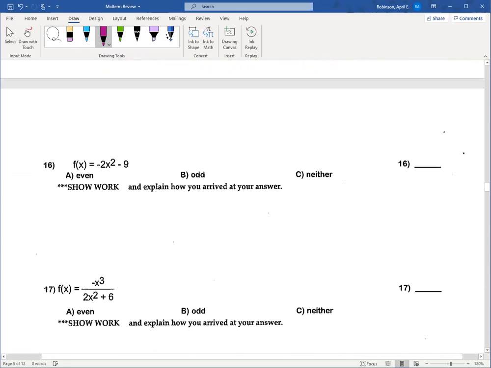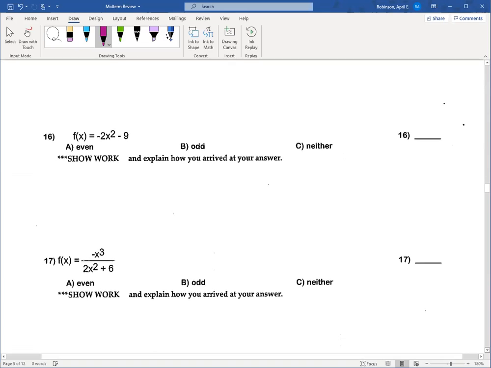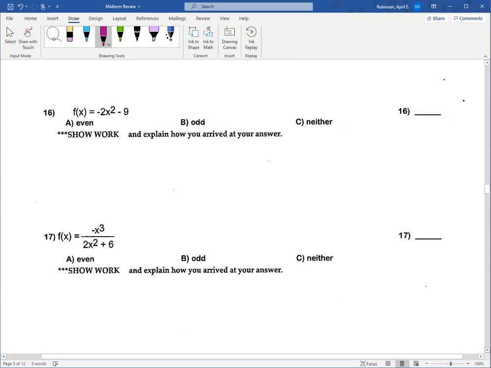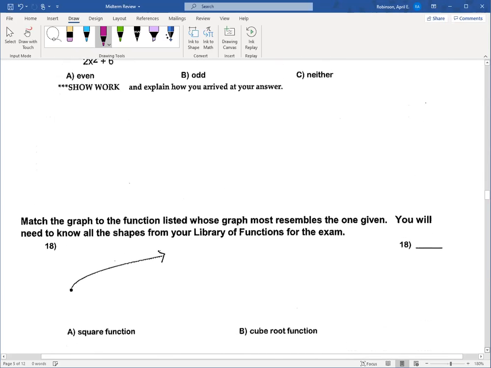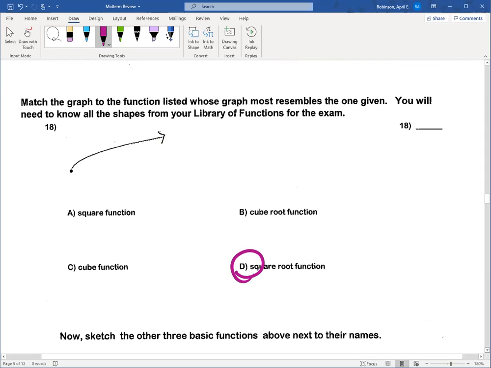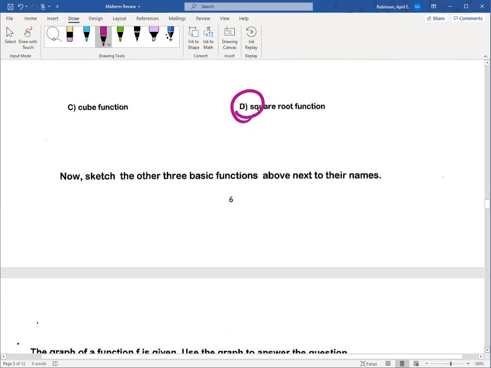Another one. Okay, these are all just even and odd questions. I'm hoping that makes sense. You just plug in the negative of the x and see what happens. I don't know why I've got so many of these, but I'm running out of time. So let's see. This graph is the square root function. Hopefully you've got your notes and you got all those things written down, so a question like that would be easy.